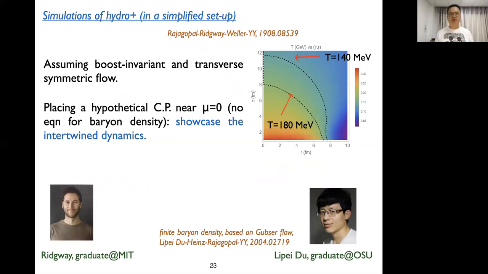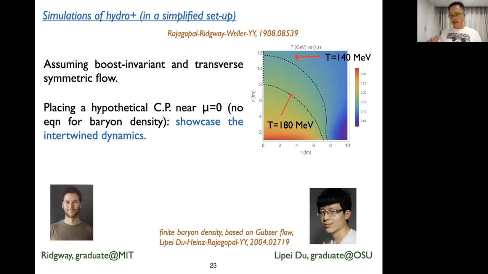But before doing that, we wish to first do some exercises by simulating these equations in simplified setups. I will talk about one recent example here. I will assume the system is boost invariant and transversely symmetric, and we just put a hypothetical critical point near mu equals zero. The purpose of doing so is to ignore the equations for the baryon densities and to simplify the numerical cost. But our goal eventually is to showcase the interwoven dynamics between the fluctuations and the flow.